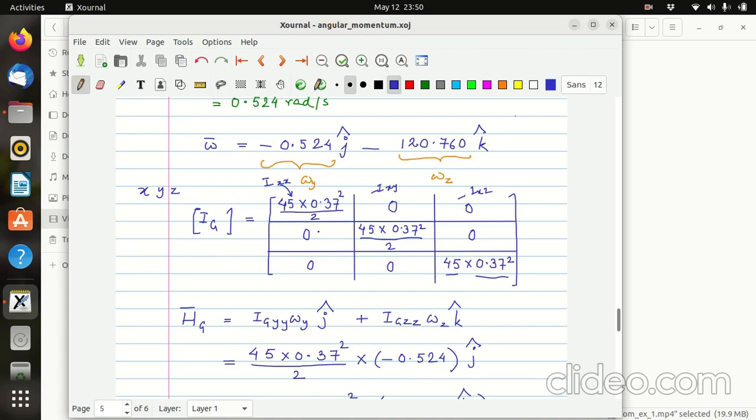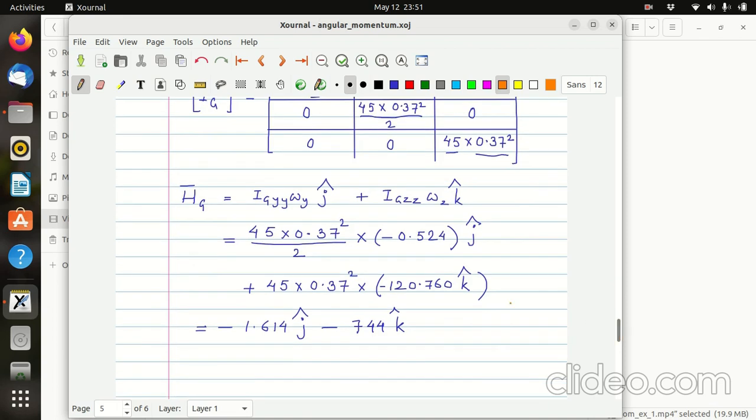So Hg is Ig times omega. Here omega has one y component and one z component. So Hg: omega x is 0, so this is multiplied by 0, this is multiplied by omega y, and this by omega z. This also includes the minus sign. So now Hg is this, and it is easy to show that Hg is this.